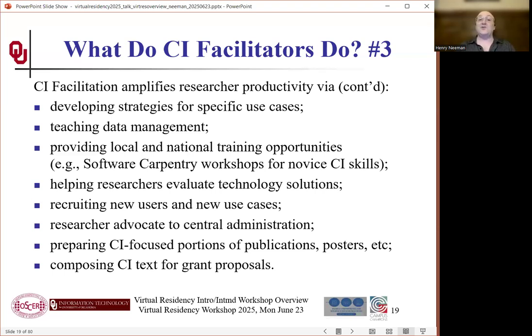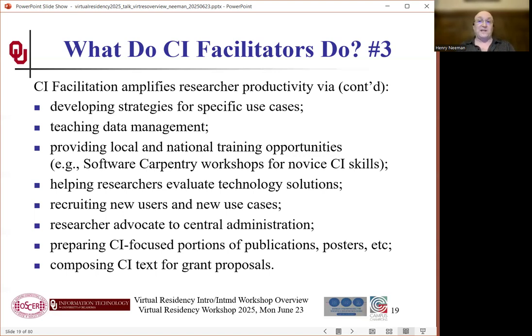We develop strategies for specific use cases. So you don't just produce general use stuff. You drill down a bit with some of the individual projects to see what it is they need. Teaching data management. If researchers had their way, all of their data would live on a collection of USB hard drives in a cardboard box. And if they were very diligent, each of those USB drives would have a Dymo label that had like one or two words to describe what was on that one.